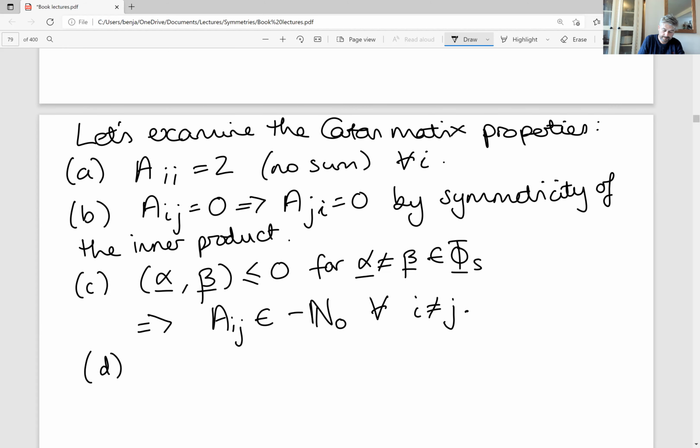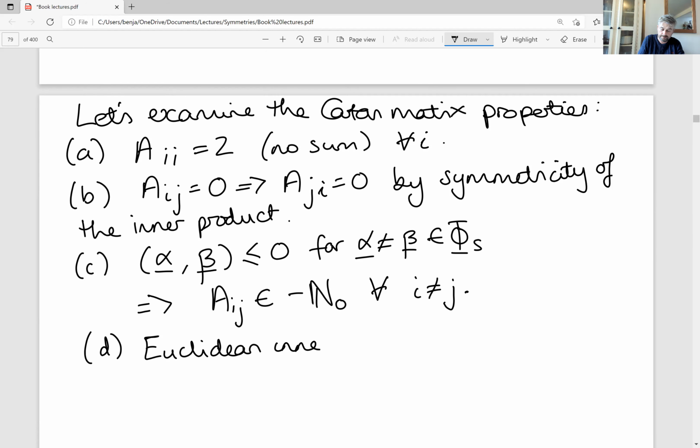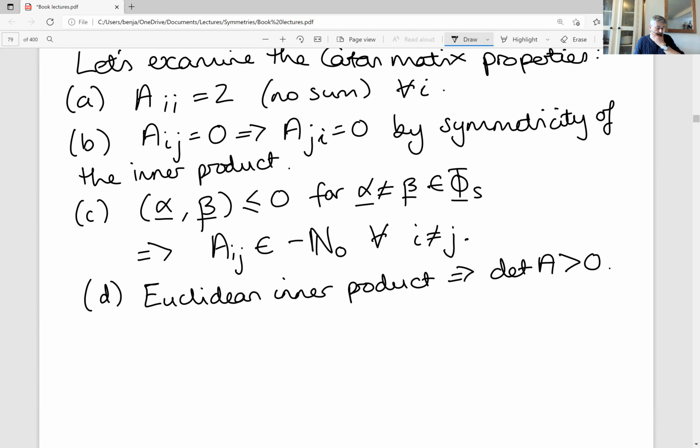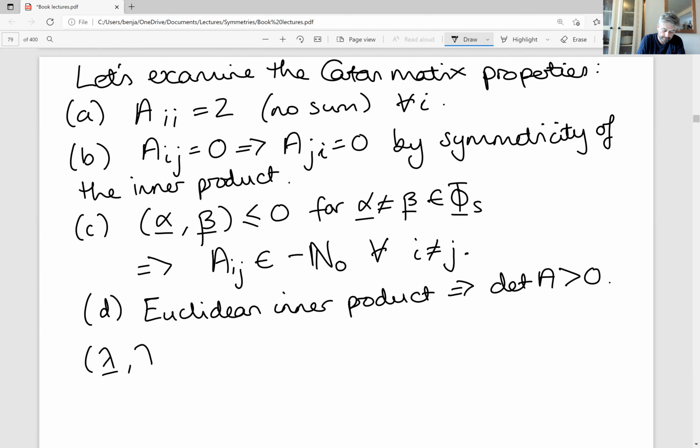So it's a fact, and I'll show you how to prove it in case you've forgotten, that the Euclidean inner product implies that the determinant of the Cartan matrix is positive. So our Euclidean inner product, of course, means let's take a non-zero vector lambda.